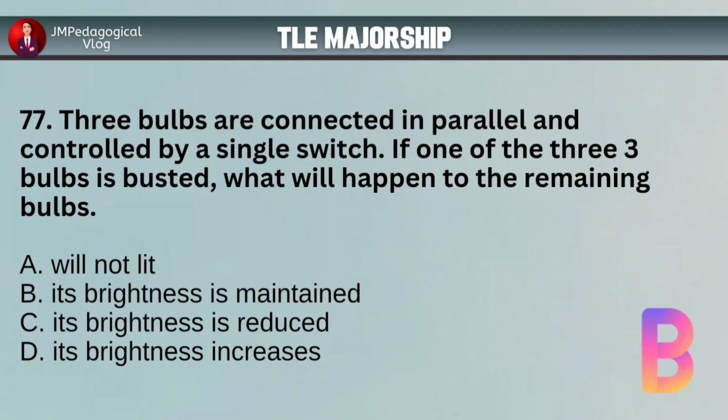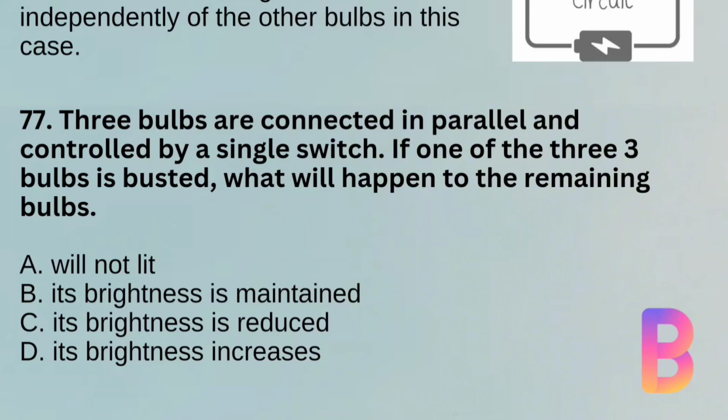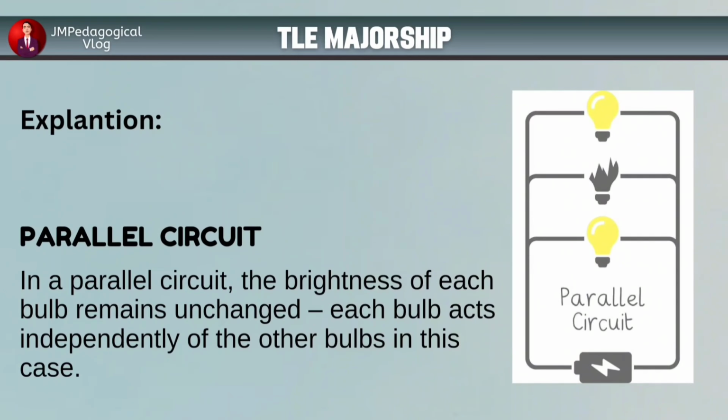B. Its brightness is maintained. Explanation. In a parallel circuit, the brightness of each bulb remains unchanged. Each bulb acts independently of the other bulbs in this case.